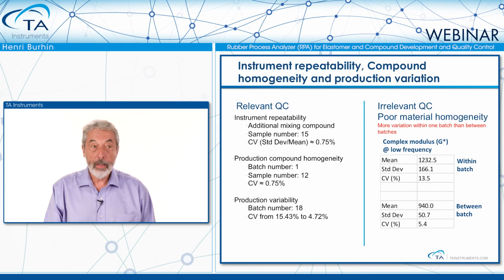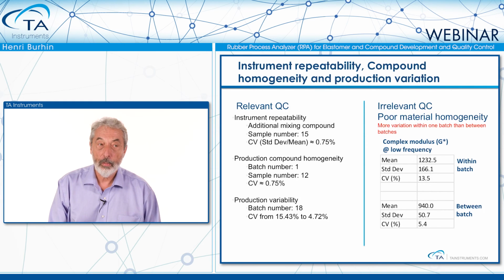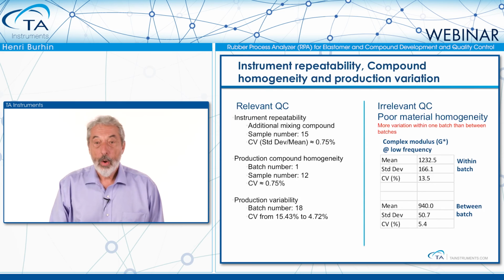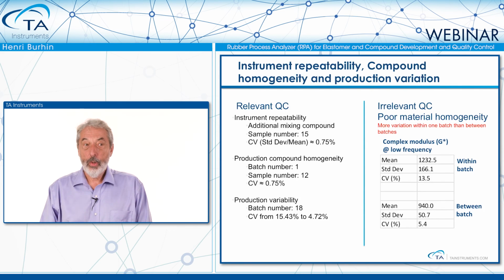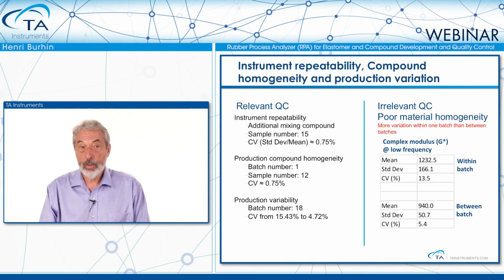Production variability, so between batches, 18 batches, we have CVs going from 15 to 5%. Now, we have seen that sometimes the compound homogeneity is so bad that the variability, the CV within a batch, is larger than between batches. Of course, in that case, there's no real need to run a test because any machine would not give a relevant conclusion. Actually, this very high variability, low homogeneity compound was linked to the compound that we have seen before with poor mixing conditions.